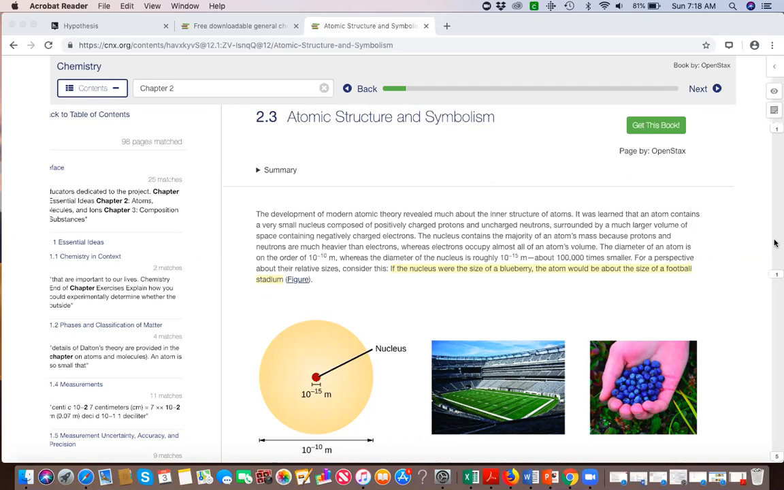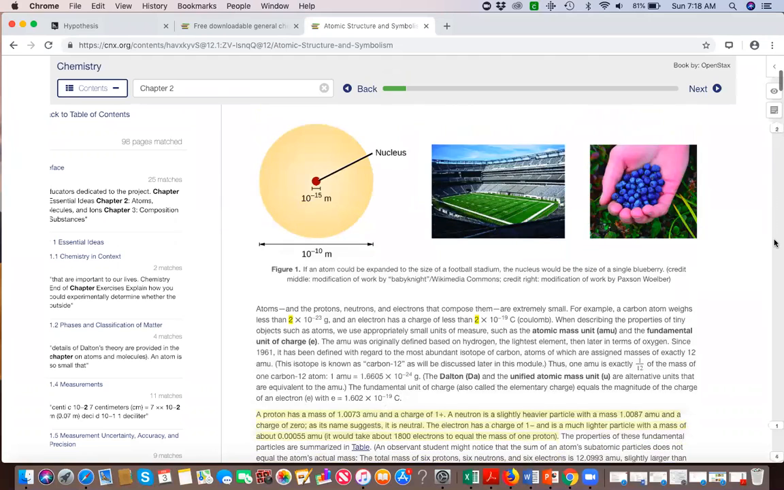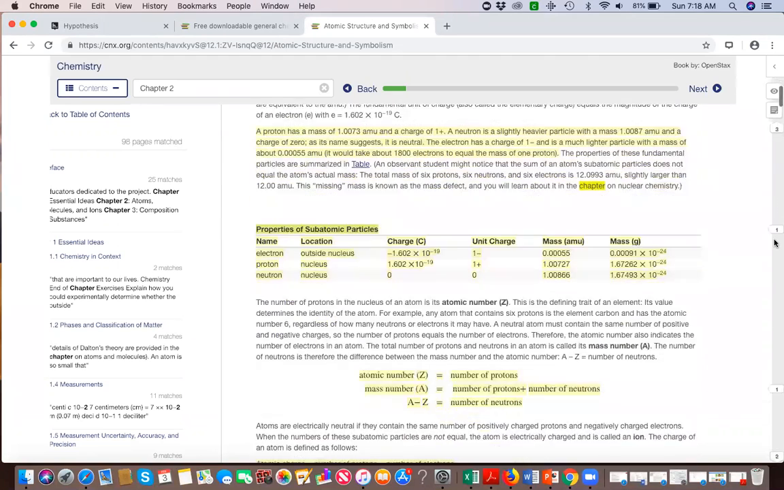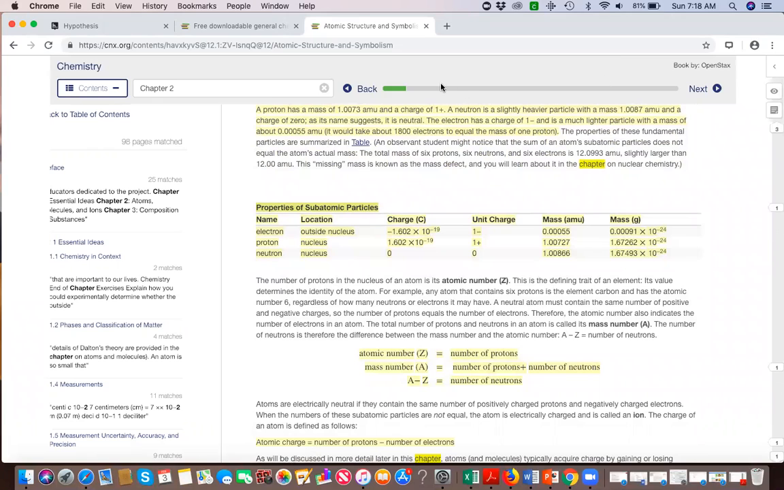Now, the other thing that might be worth thinking about for us, right, is charge. And so I gave an example here of the following sentence where a proton has a mass of 1.0073 AMU and a charge of 1 plus. And a neutron is slightly heavier with a mass of 1.0087 and a charge of 0. And it's going to be neutral. And then the electron has a charge of 1 minus and is a much lighter particle with a mass of about 0.00055 AMUs, which was really interesting to me. It would take 1,800 electrons to equal the mass of one proton. So electrons are a lot smaller than protons.